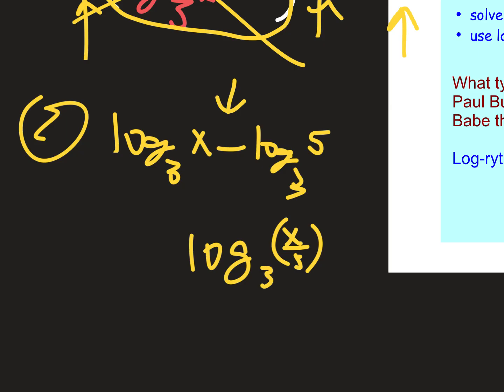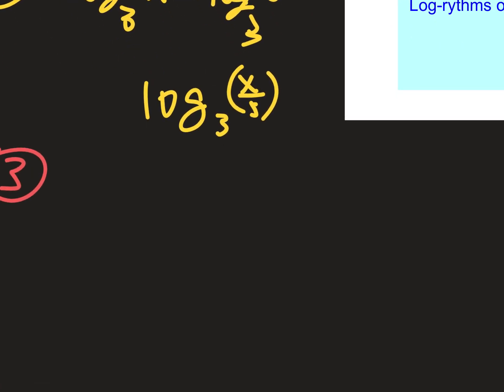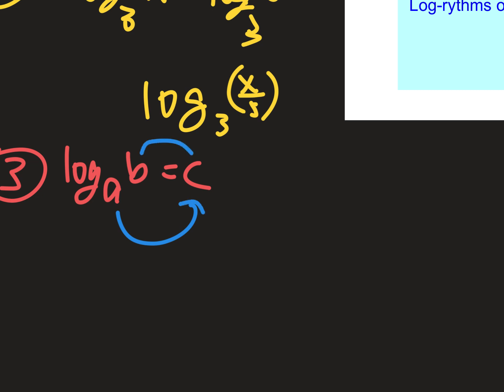Thank you. All right, number 3. Number 3 is log base a of b is equal to c. You should have known enough to go, he means this: a to the c equals b. That's how you can simplify that, and it's not a log anymore. All right, it's an exponential.